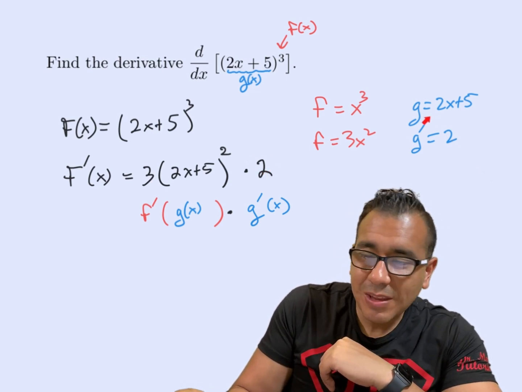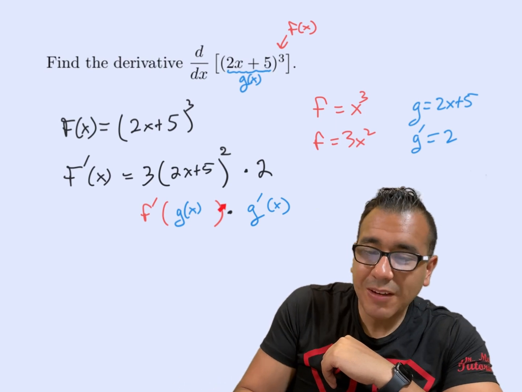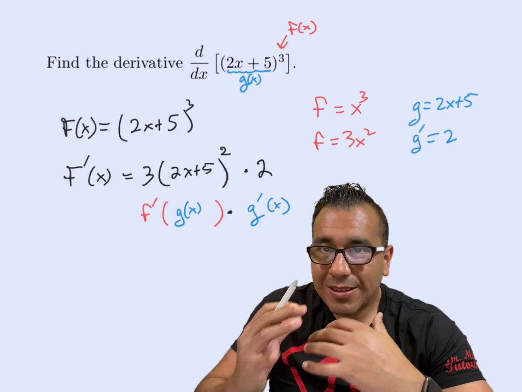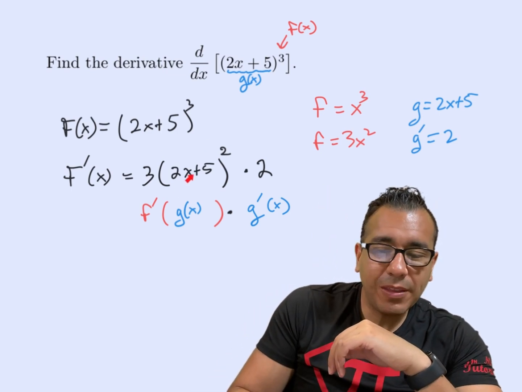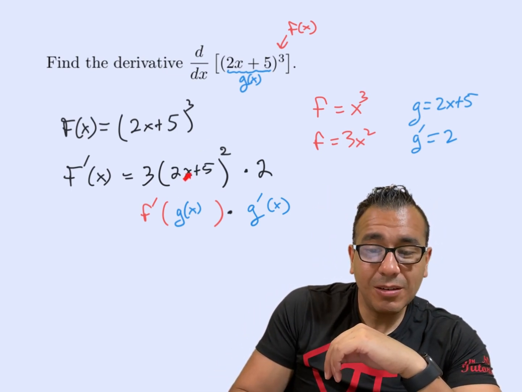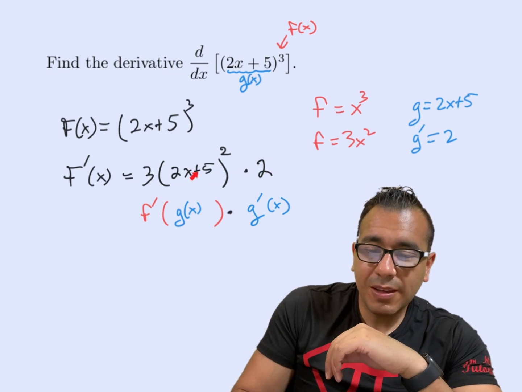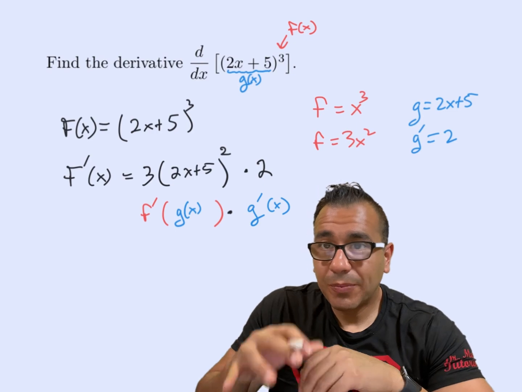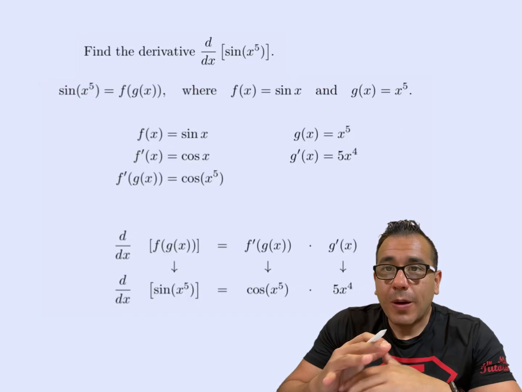For those of you who like to find a formula and then plug everything in, that works as well. But what I really want you thinking about is: take the derivative of the outside, leave the inside alone, times the derivative of the inside. That's going to be our thinking moving forward. All right, let's do another example.